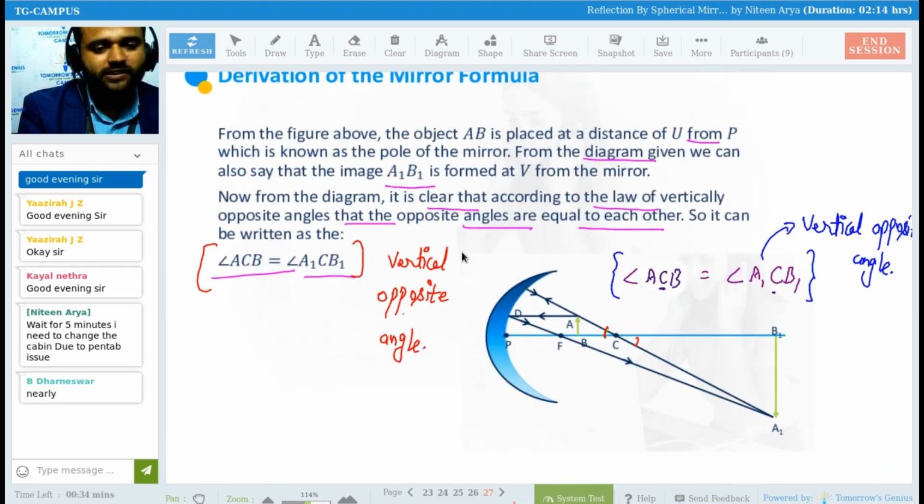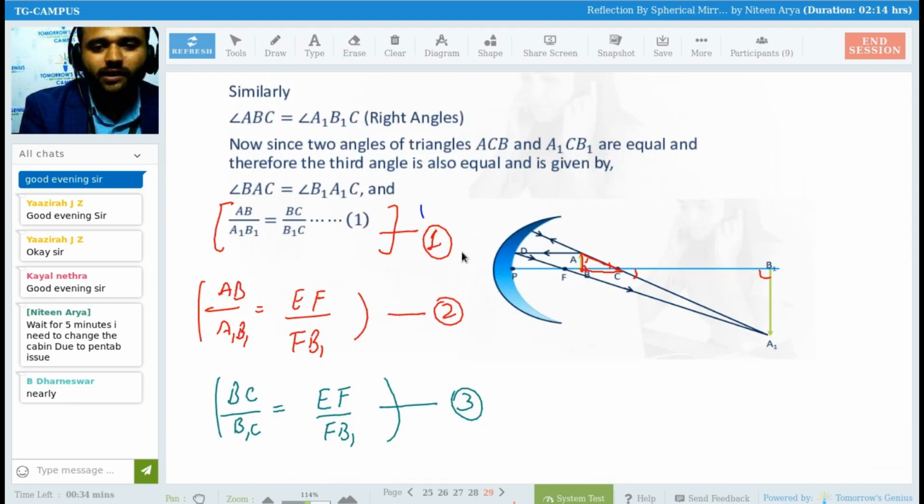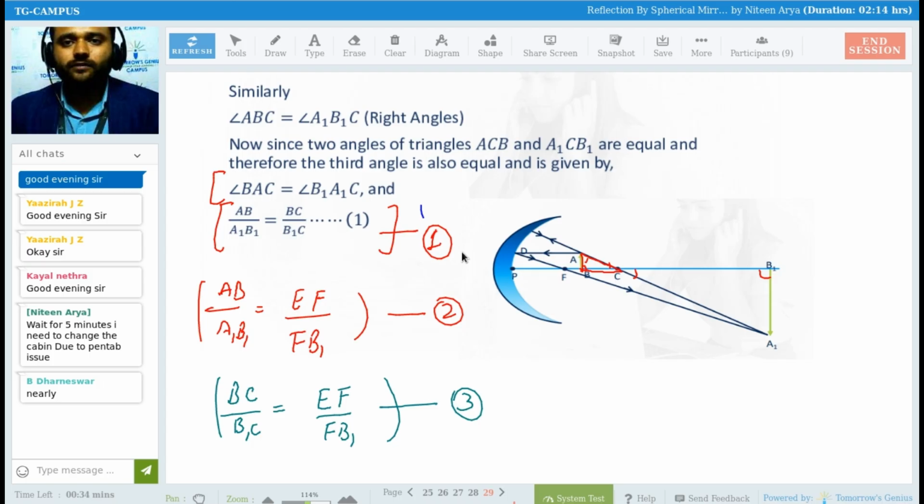Till now we know this is a vertically opposite angle, so this particular angle is equal to this particular angle. Triangle ABC and triangle A1B1C are right angle triangles, and if angle C is equal and angle B is a right angle, the third angle is going to be equal, obviously, so angle BAC equals angle B1A1C. With this correspondence, the ratio of the two sides of the same angle is going to be equal. So that is why AB upon A1B1 equals BC upon B1C1.